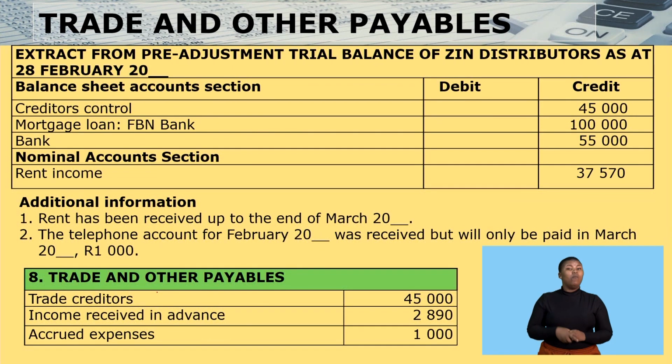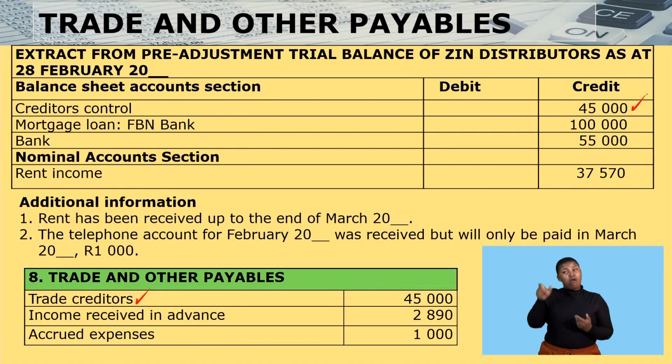The first thing that I start with is my trade creditors. Remember, these are businesses or individuals whom we owe as a business. We could have bought assets or we could have bought stock on credit. So we owe them. And we find that amount here, creditors control 45,000, which is the same as that one down there. Then additional information number 1 reads, rent has been received up to the end of March.